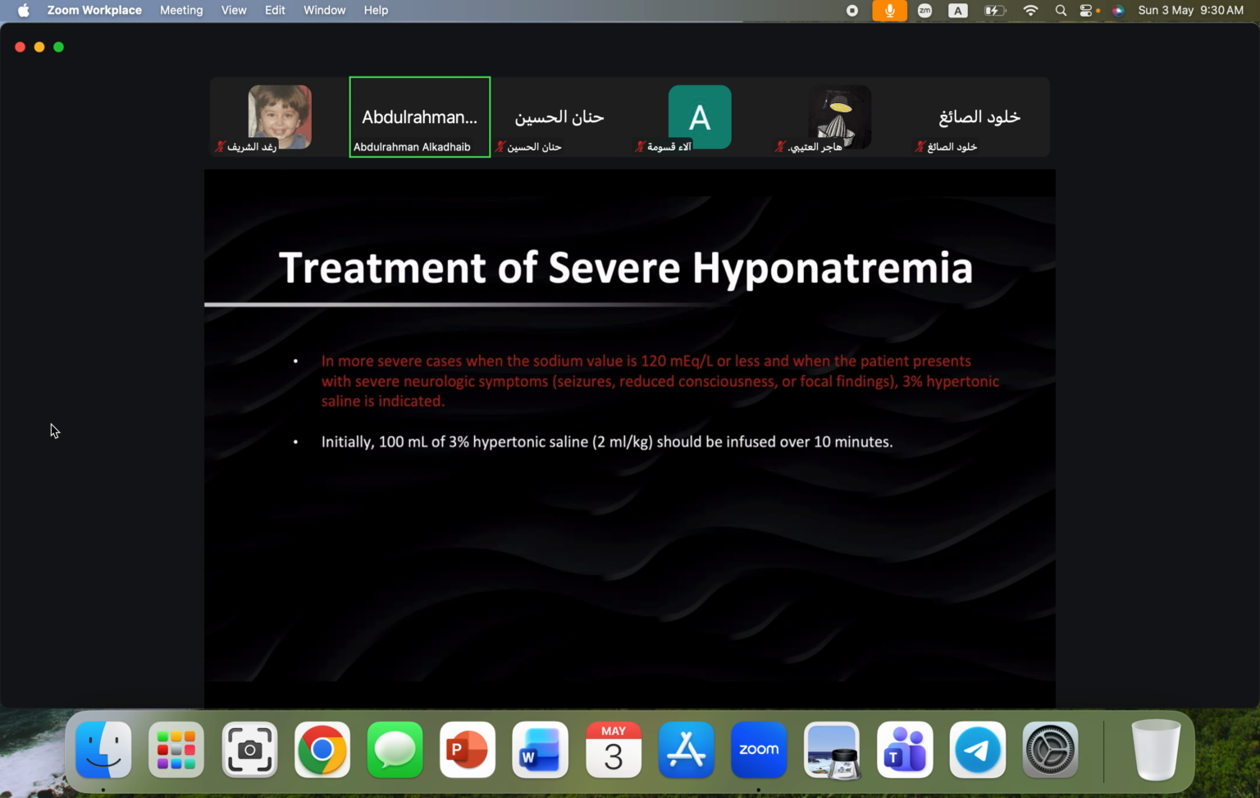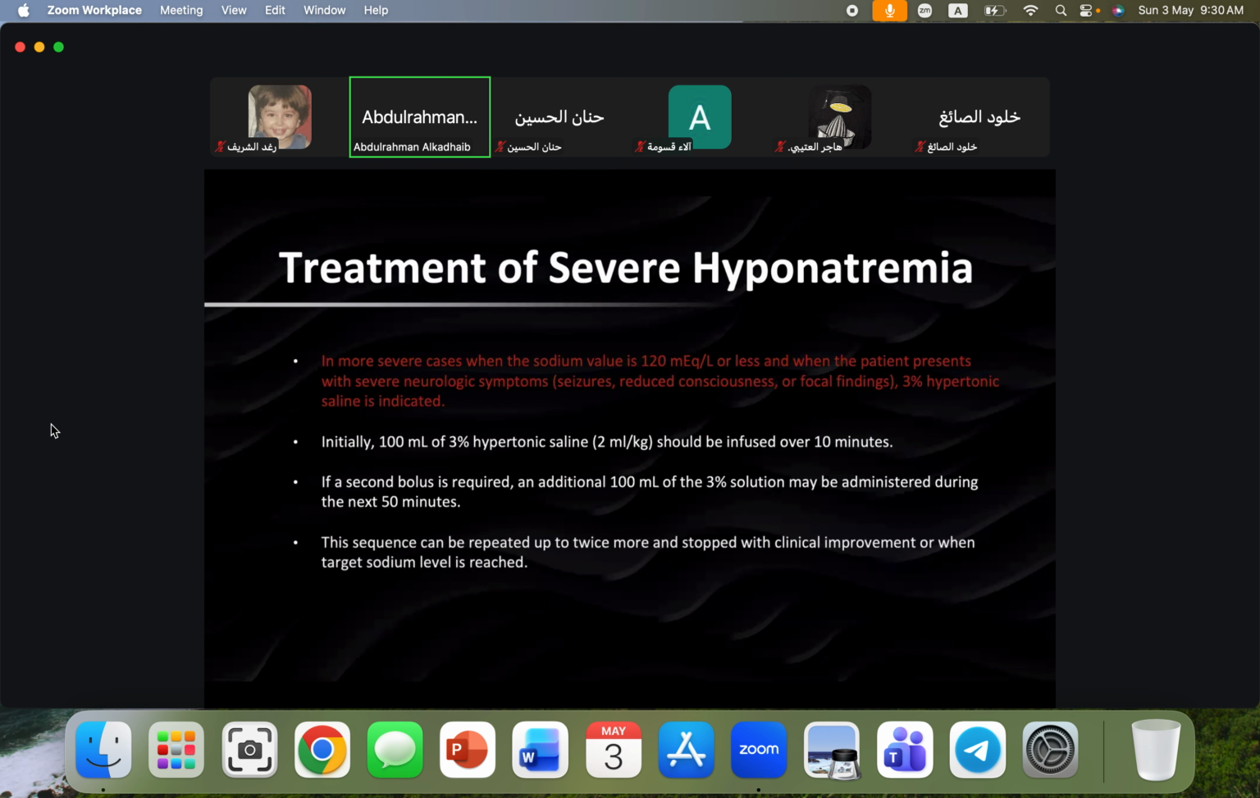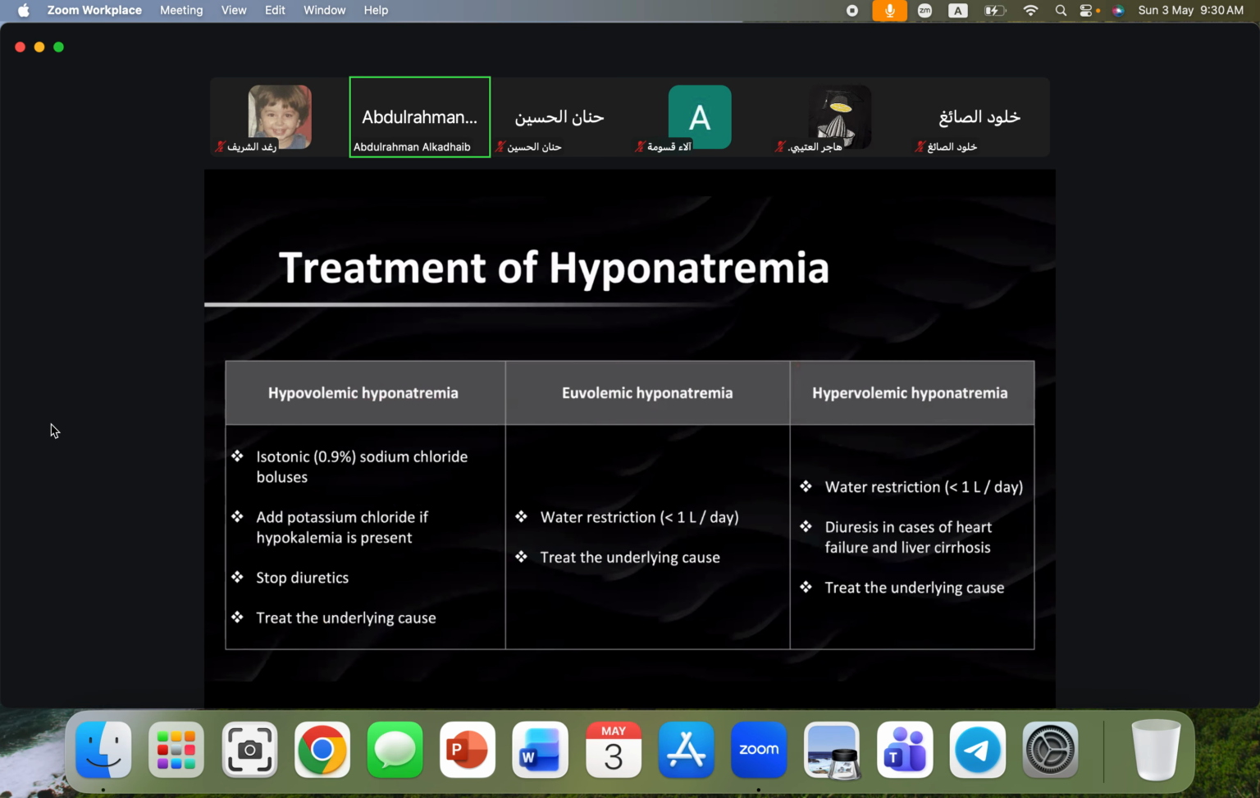As for the dose, you don't have to memorize it. I just kept it here for your reference. We typically start with 100 ml, and we can repeat it multiple times until the patient's severe symptoms improve. So that's for the treatment of severe hyponatremia.